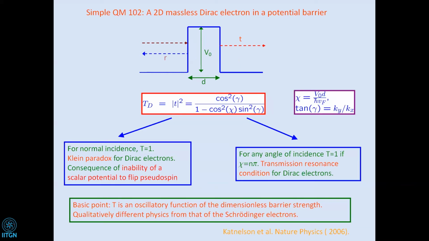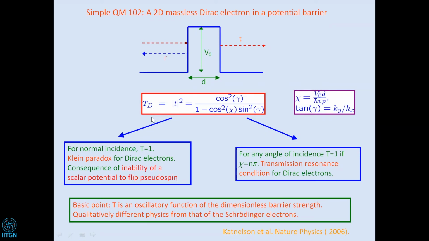But when you do that, in the limit where this barrier potential is large but the barrier extent is small, it's typically called the thin barrier limit. That is, the barrier is thin but it is very, very strong. So V naught is taken to infinity and d is taken to 0, with this V naught d divided by h bar Vf held fixed. So that's the dimensionless barrier strength.